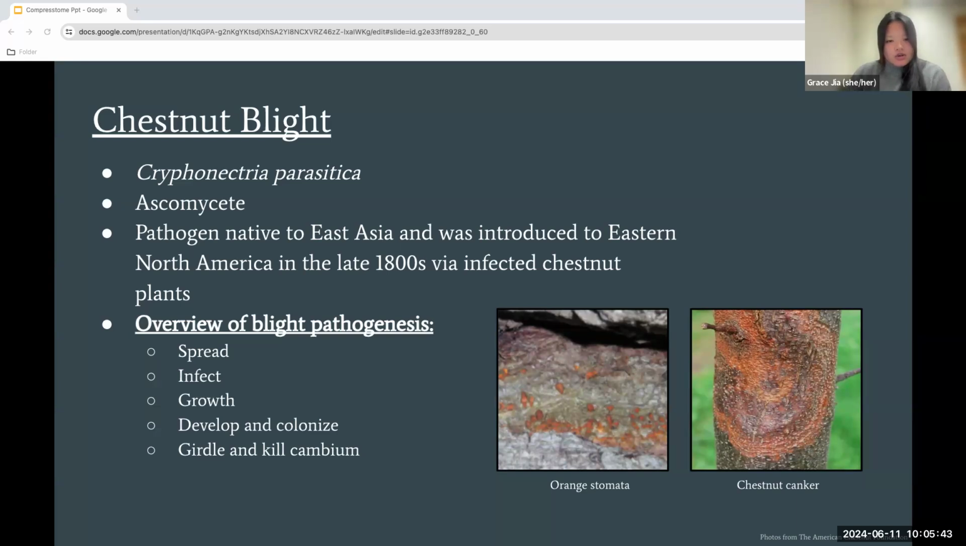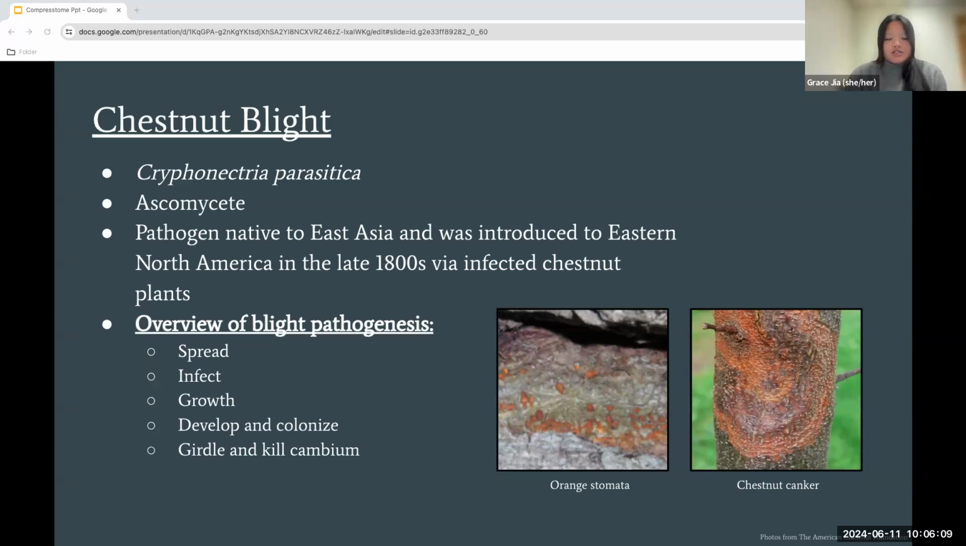Then the growth of the fungus occurs by the fungus entering and growing within the inner bark and cambium. And at this stage, it produces mycelial fans. It then develops and colonizes within the tree, and cankers develop as the fungus continues to grow. And an example of that is the image on the right. You can see the external part of the tree growing the canker.